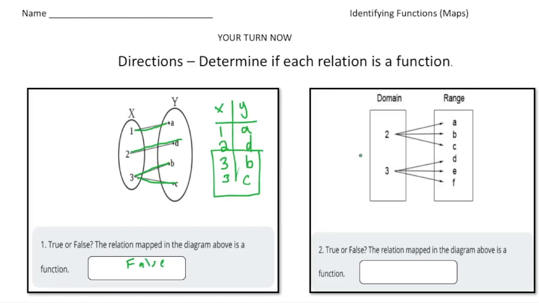The second one, we have 2 turns into an A, B, and a C. And then the 3 also turns into a D, E, and F. Well, this one absolutely is not a function too. So this one would be false. Again, for this to be a function, the 2 can only be paired up with one range value. So it could be just the 2 to the A, and then maybe the 3 to the D, and that's it. All right, how'd you do?